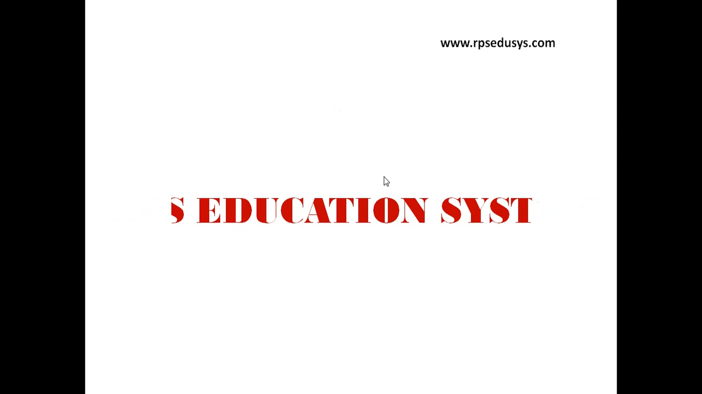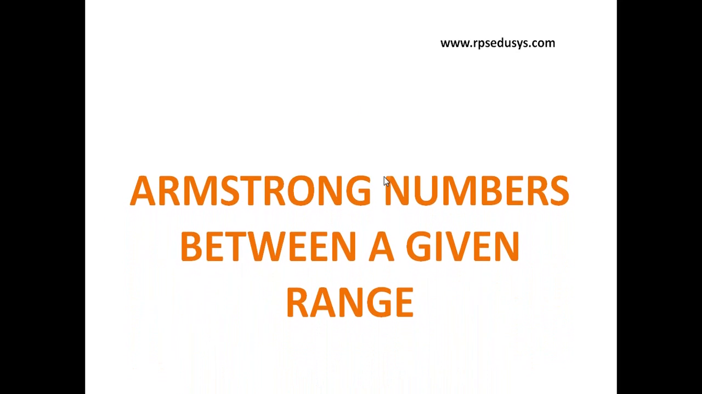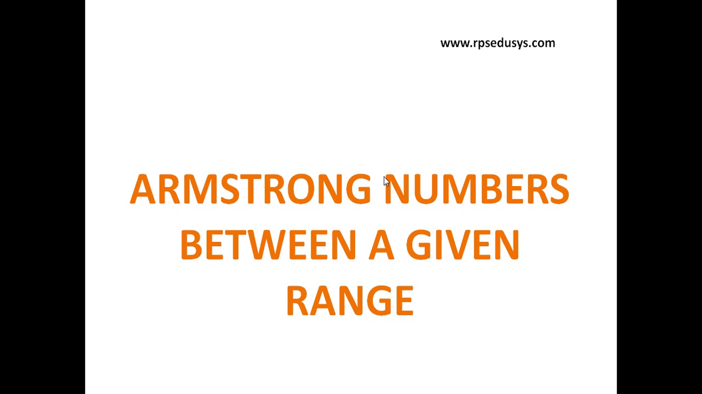I am presenting a program which will accept two values from the user, a lower limit and an upper limit, and the program will display all Armstrong numbers between the two values.